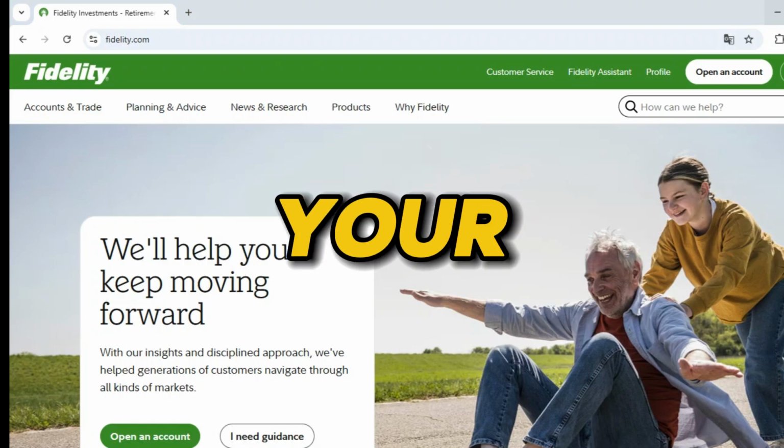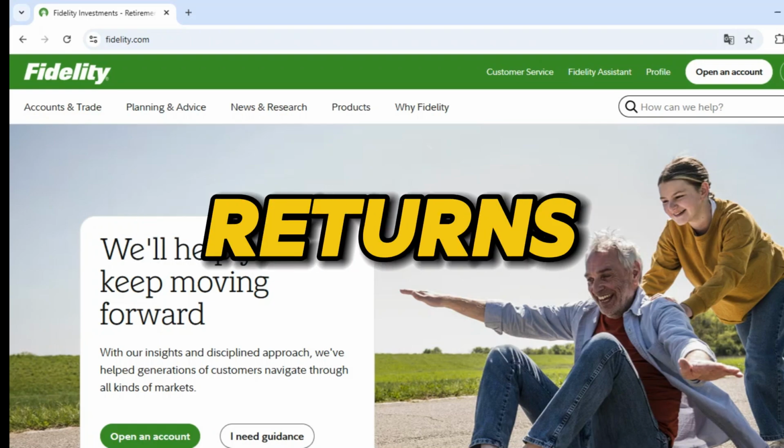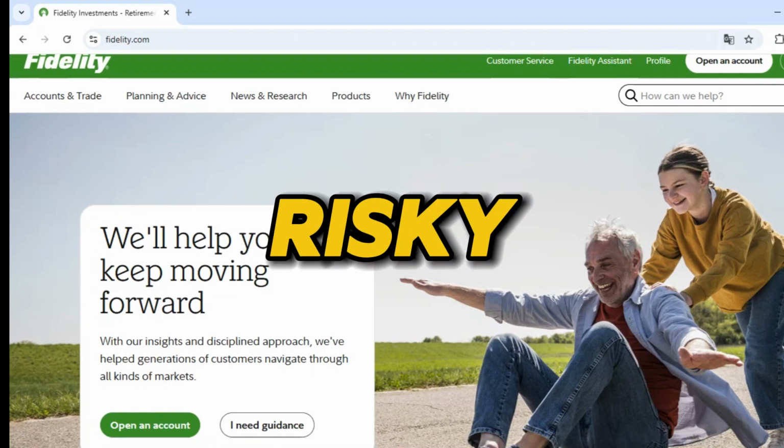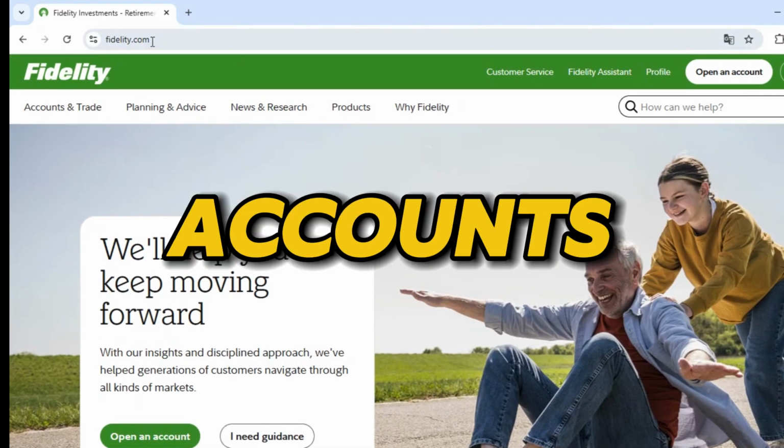Interested in borrowing against your portfolio to amplify returns? Trading on margin is a powerful but risky tool that Fidelity offers to eligible accounts.